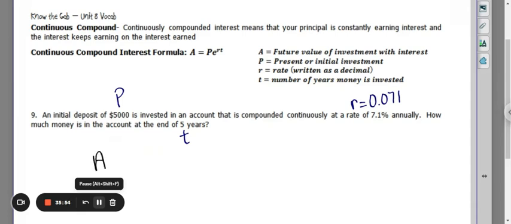So we have A equals P times E to the R times T. So 5,000 E to the 0.071 times 5. There's nothing to solve for. All we need to do is the math of that equation. Now, to get to base E on your calculator, it should be a second function of the natural log button on most of them.